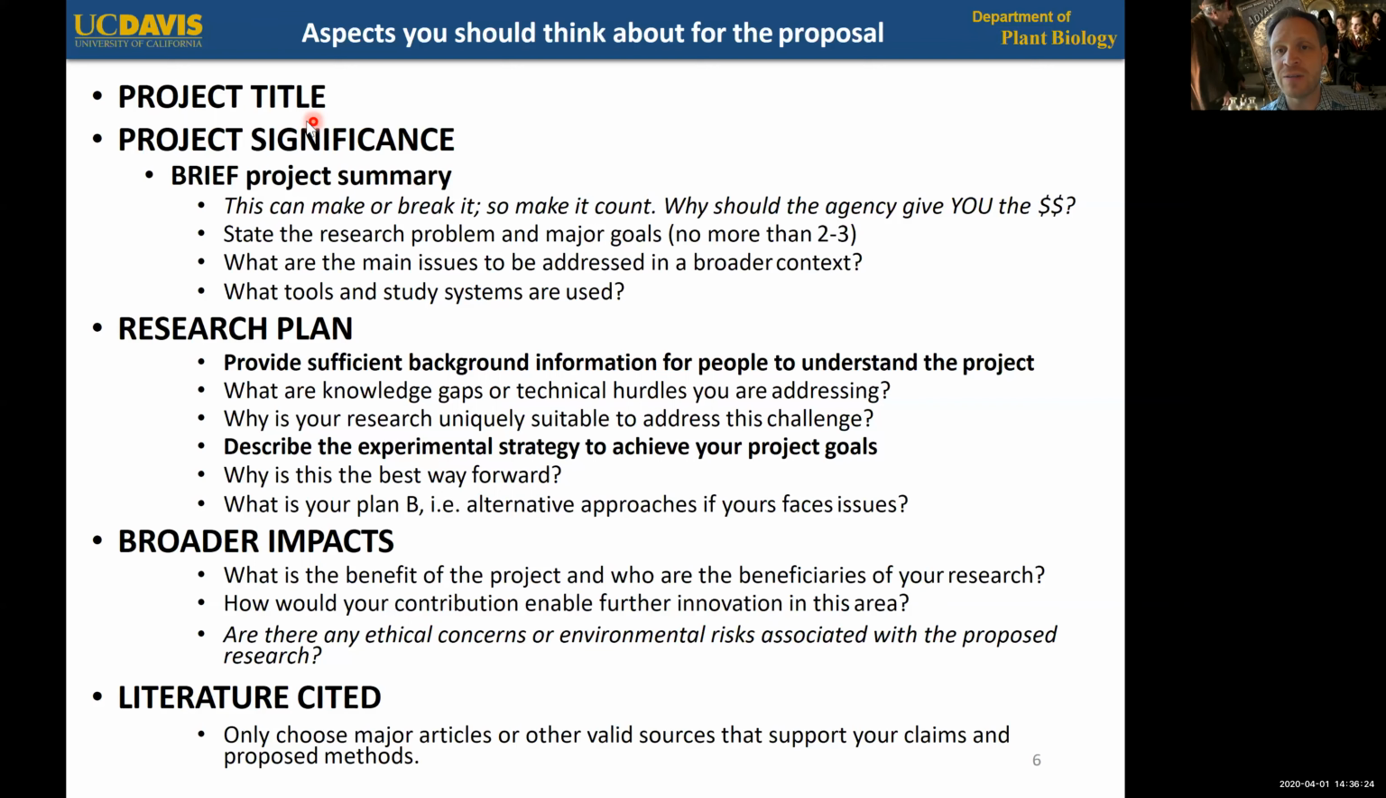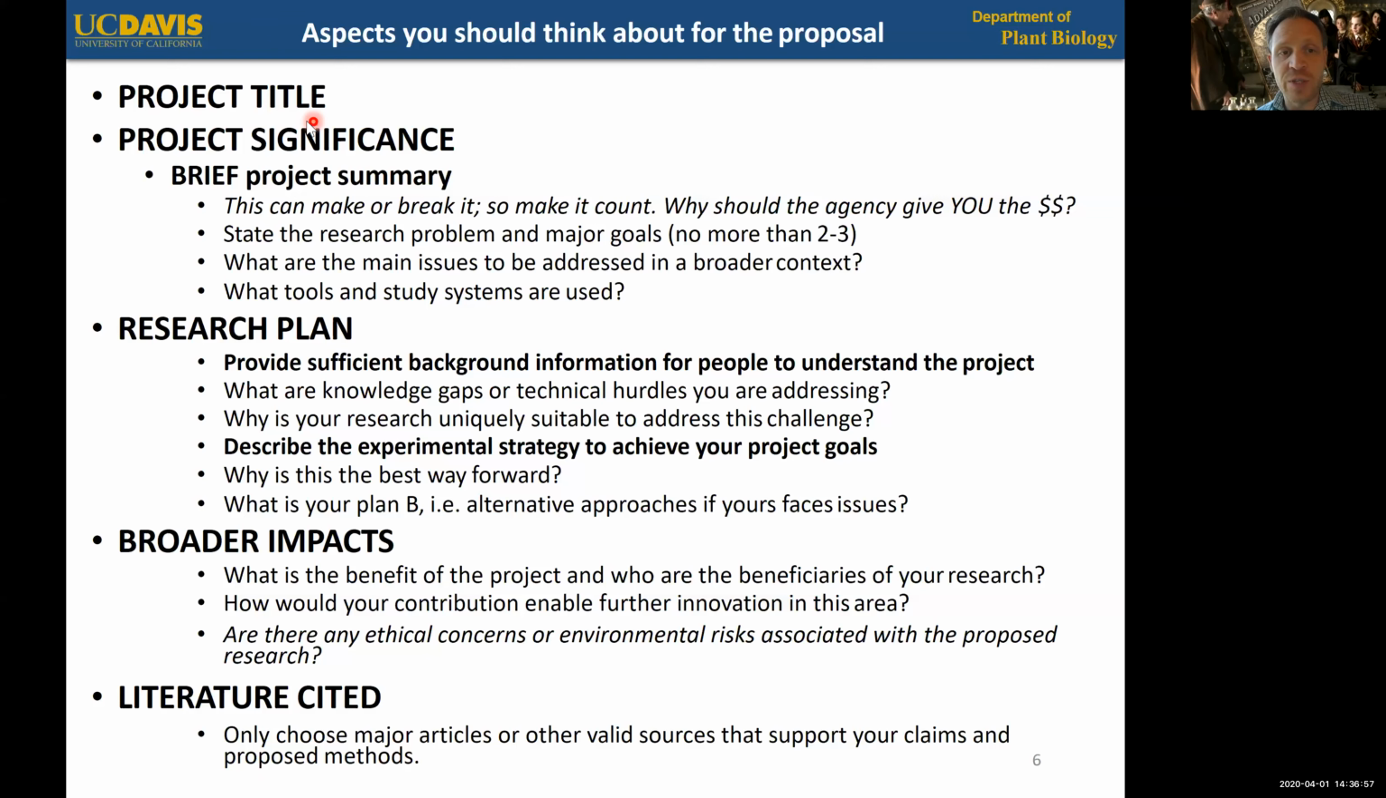So really think about, this is the moment where you convince, for example, an agency or a venture capital group to give you money. Right? So what you should do here is to state the research problem, state the major goals, but very briefly. And then more focus on what is the main issue that is being addressed in the broader context. Why is it important? Why now? And how can we do this? I convince that agency that you have the tools to do it.